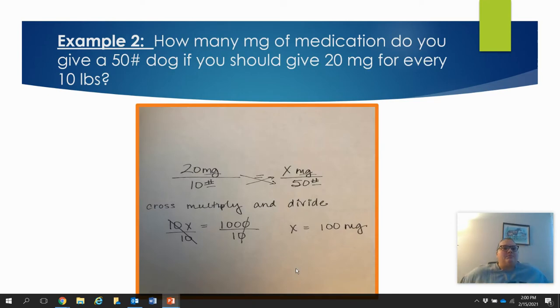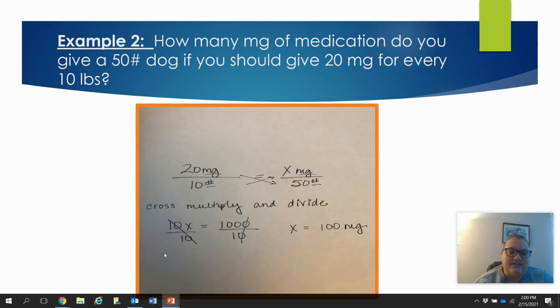All right, here's example number 2. How many milligrams of medication do you give a 50-pound dog? And that pound sign is not a hashtag. It's a pound sign. It stands for pounds of weight. So how many milligrams of medication do you give a 50-pound dog if you should give 20 milligrams for every 10 pounds? This is a common dosage thing that we work with in veterinary medicine.